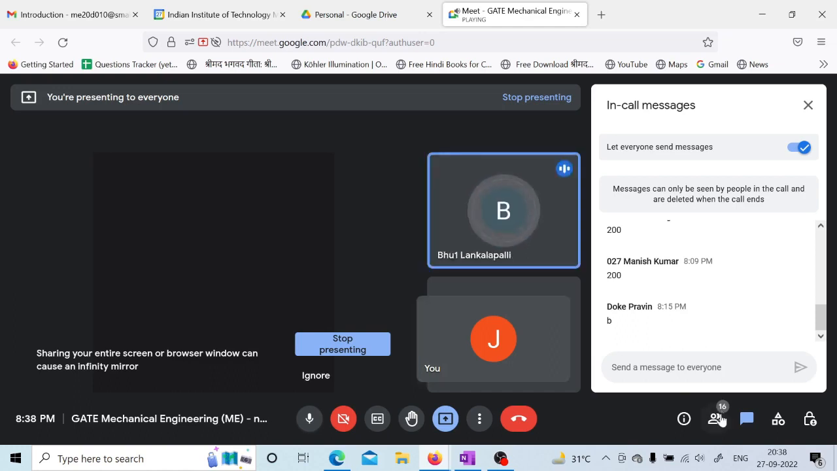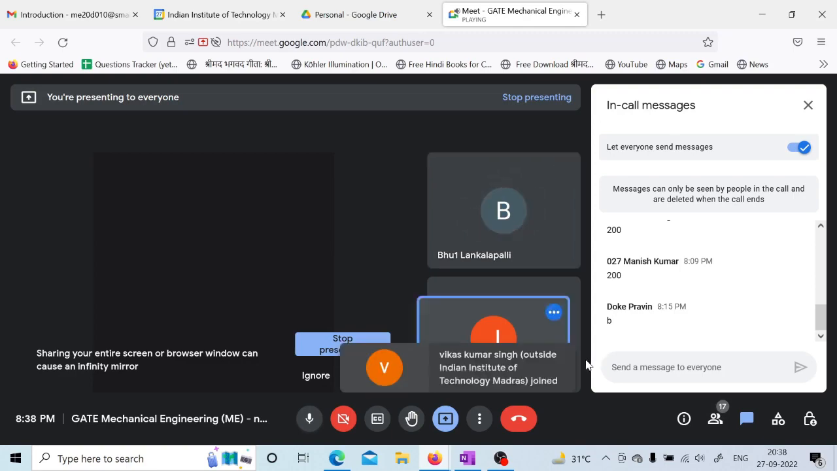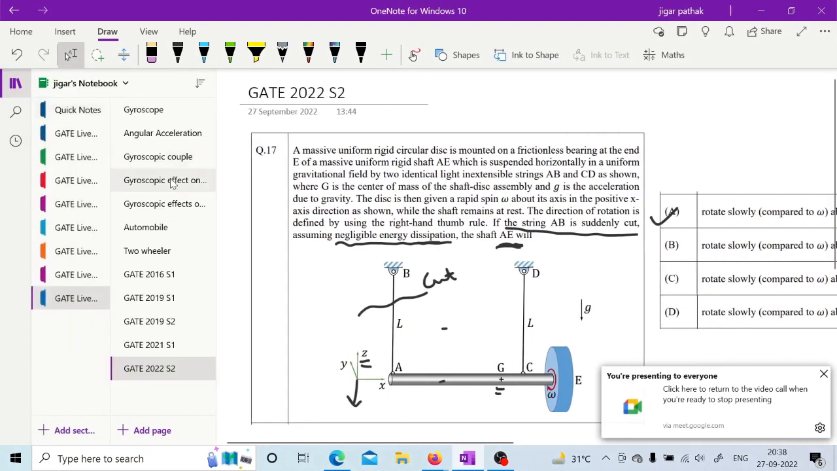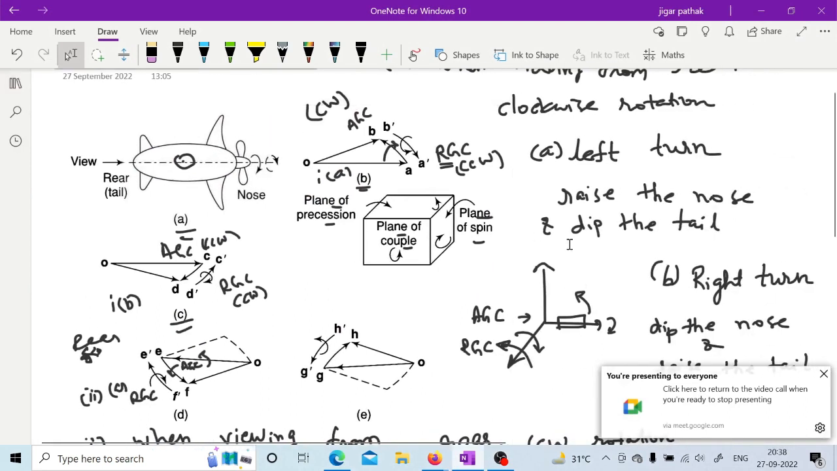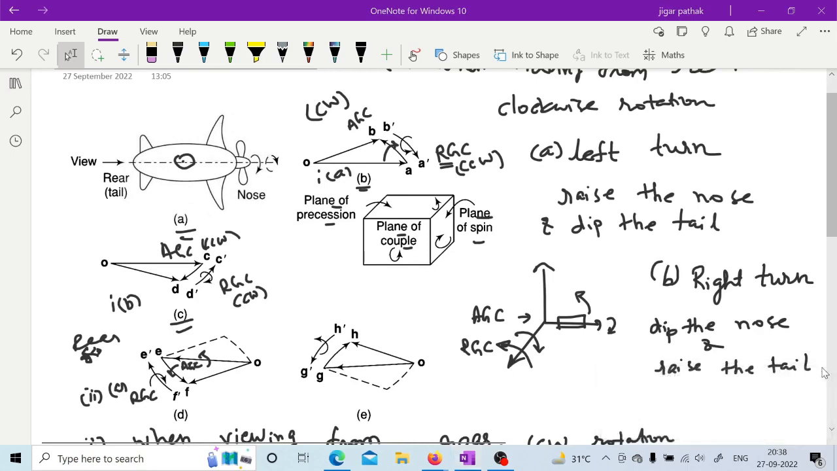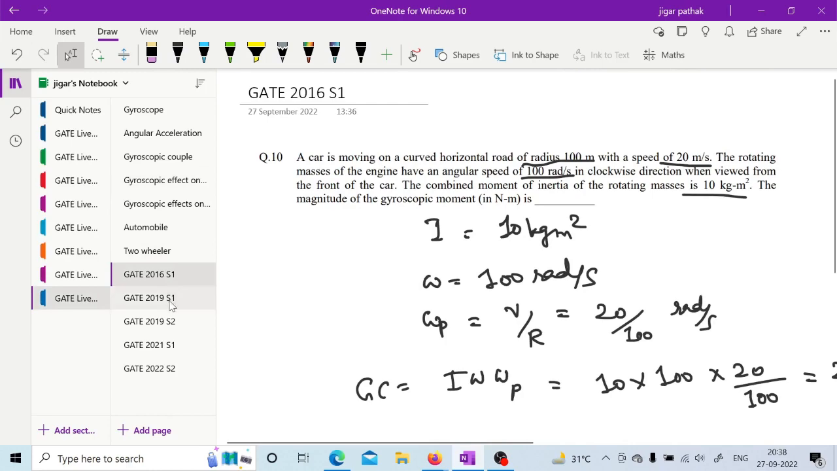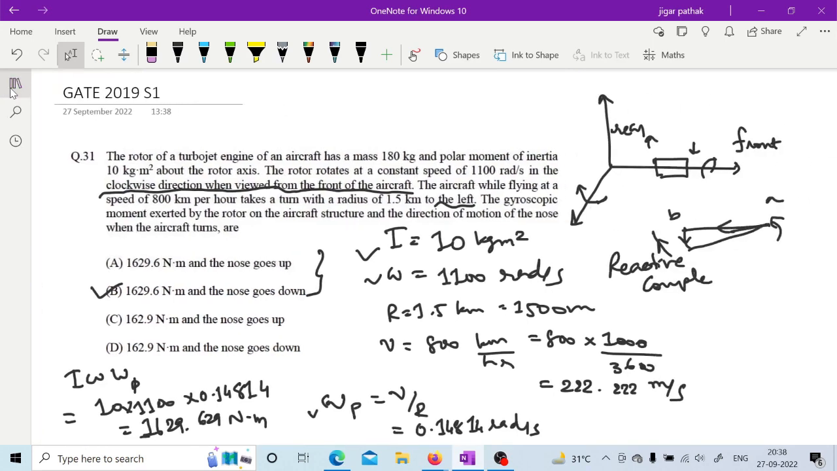Sir, if you don't mind, can you explain the condition of nose and tail, sir? Yeah, let us go back to that nose and tail simple one, right? This one, correct? And the problem, let us go to the problem also. This one, right? Did not understand the condition.